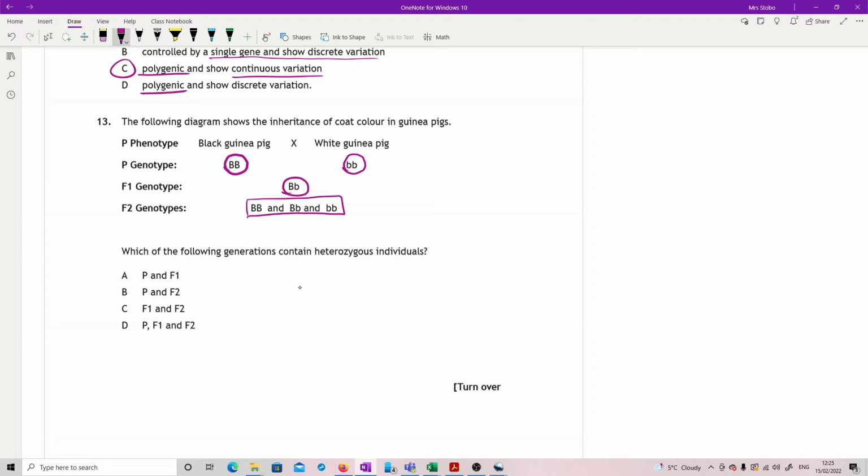Which of the following generations contain heterozygous individuals? Straight KU, you need to know what heterozygous means. That means that you have different alleles present. That is the big B, little b, which we've got here and here. So F1 and F2.